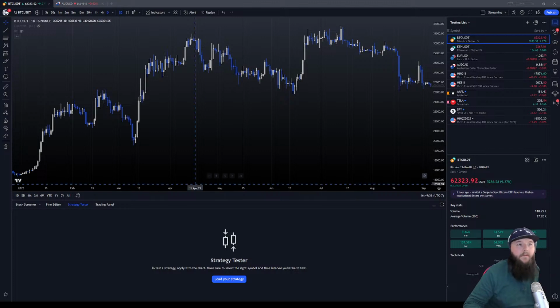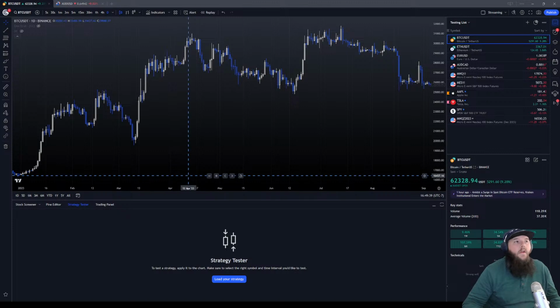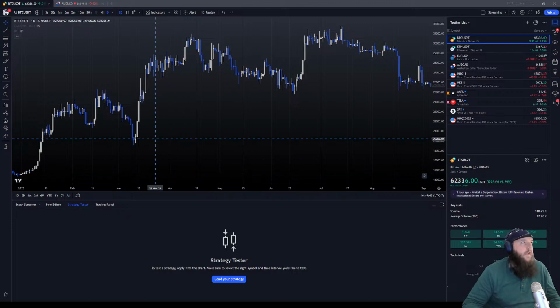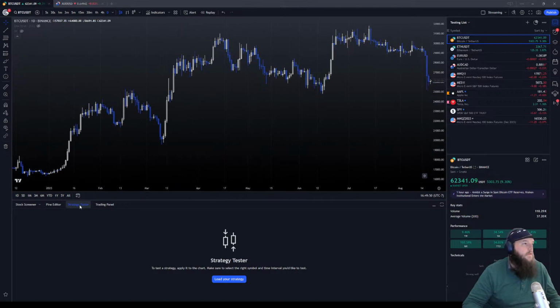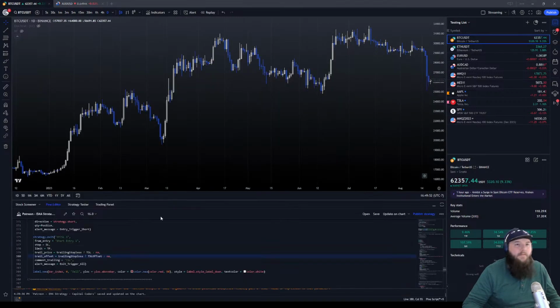Let's get started on this. So, we are working on building from scratch a Bitcoin automated trading strategy. Pretty straightforward. We're using Tradingview. We're using Pinescript, the language built in Tradingview.